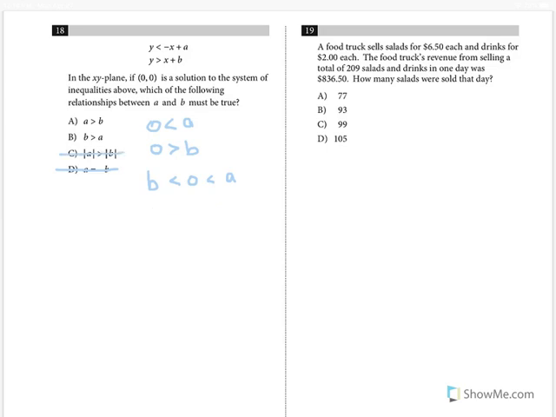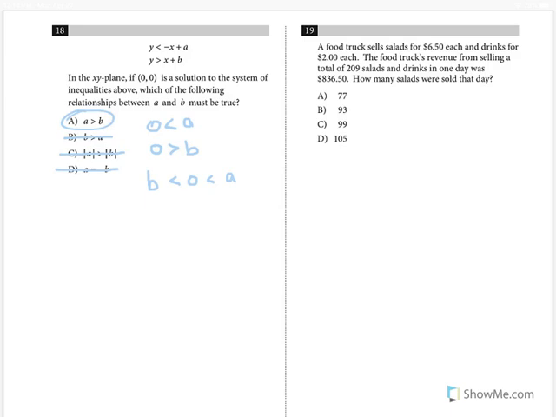All right, B cannot be greater than A because B is less than 0 and 0 is less than A. So that rules out B. So it has to be A must be greater than B. All right, so we have to be real careful when we get to these problems that say what must be true.